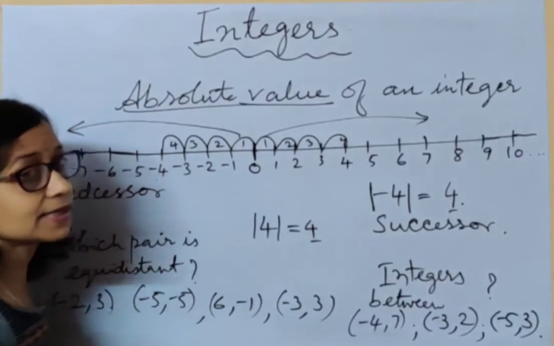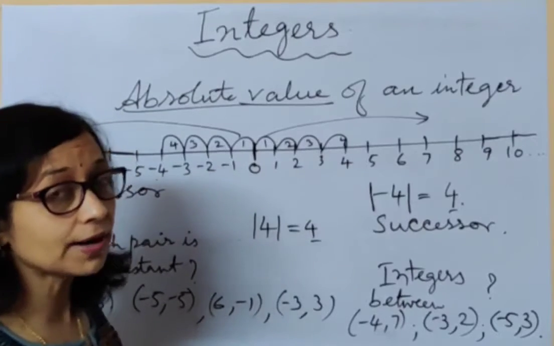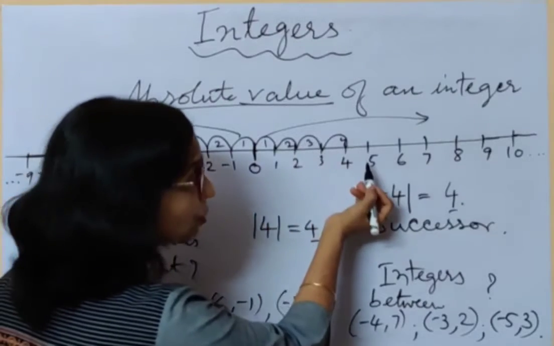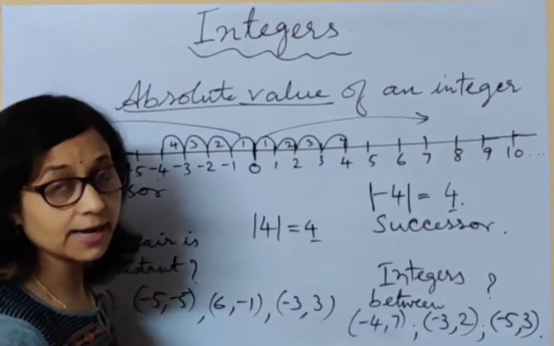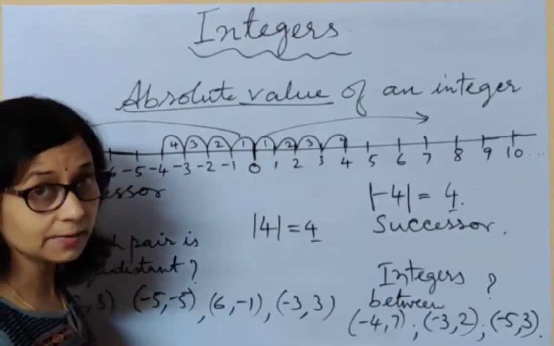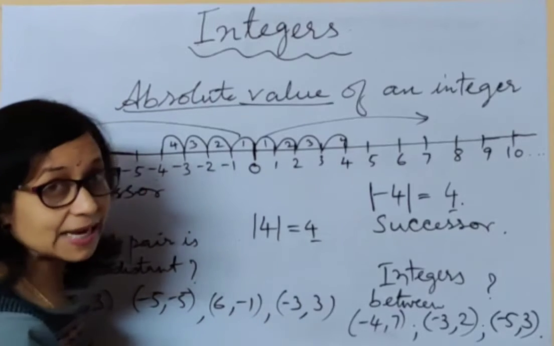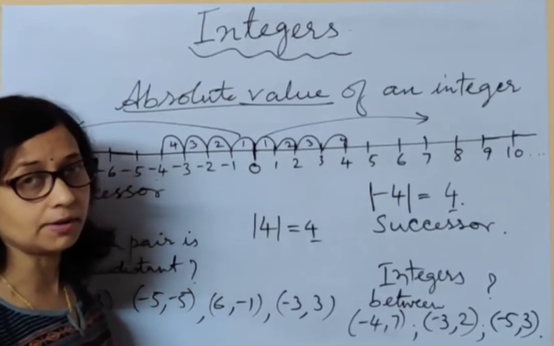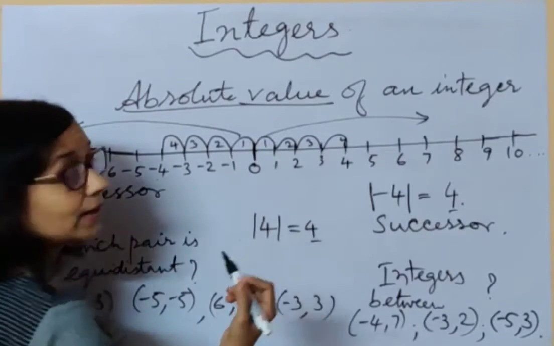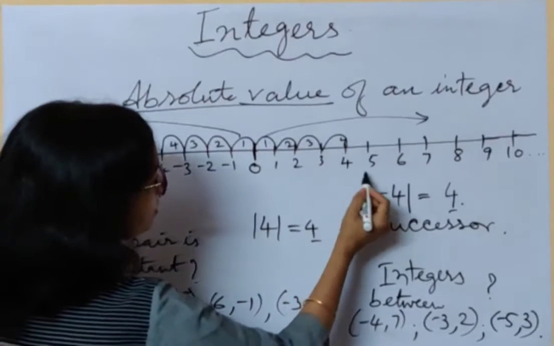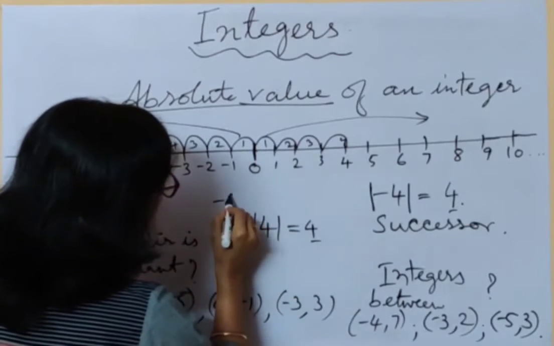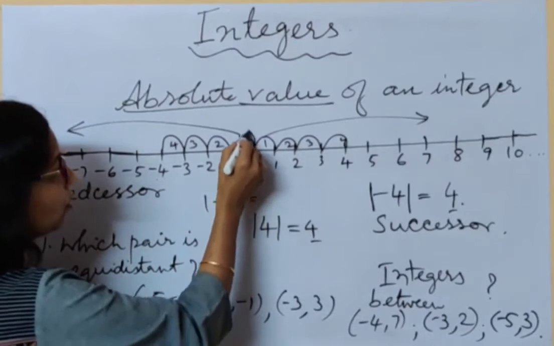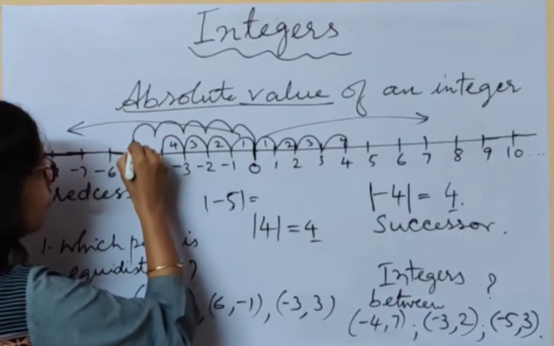So my value is 4. In both cases, what did we find? When the number is equidistant from 0, regardless of direction and regardless of sign, the value is the same. It is the actual value of the number. Now let us take one more example. Suppose it is -5. How many units do I have to go from 0? 1, 2, 3, 4, 5.